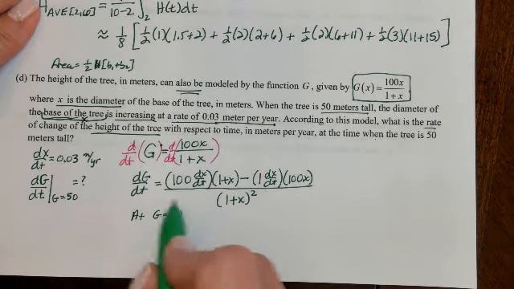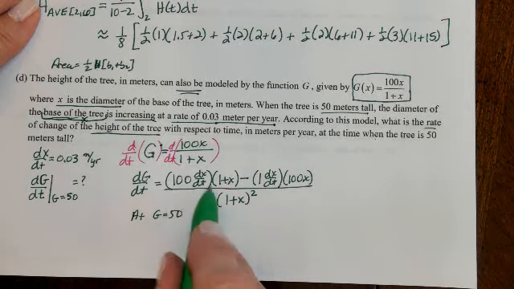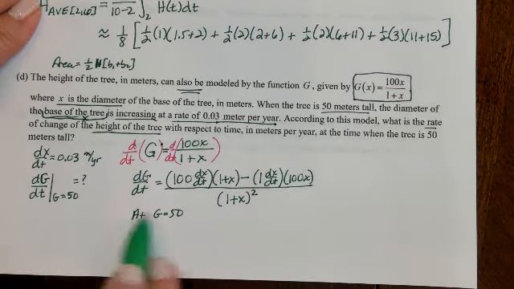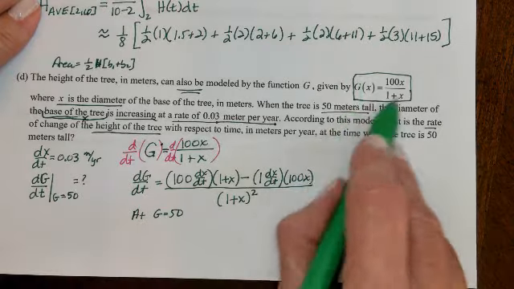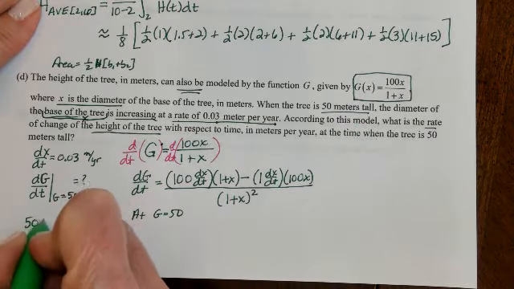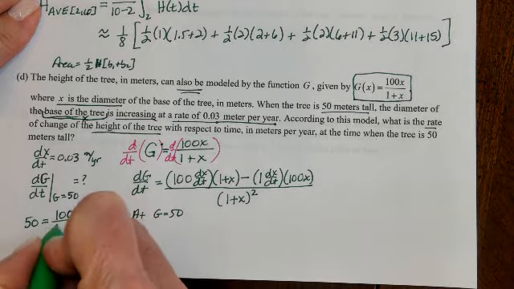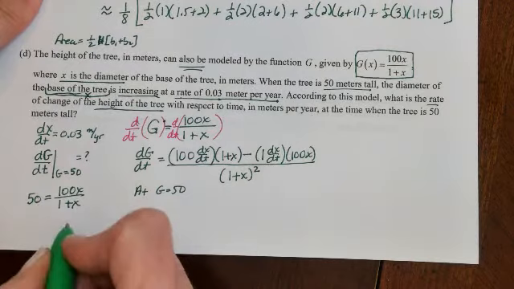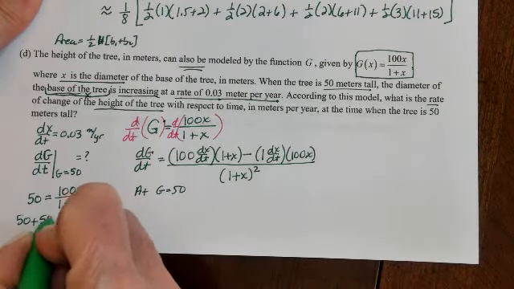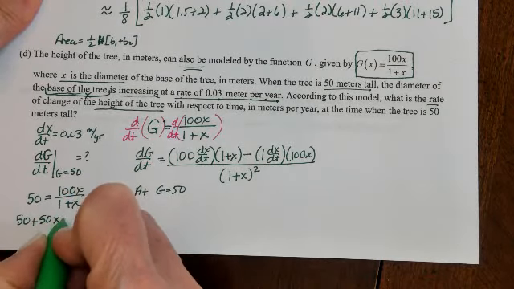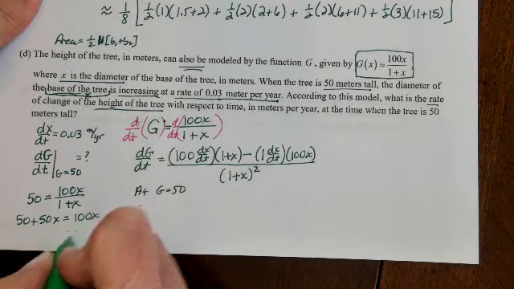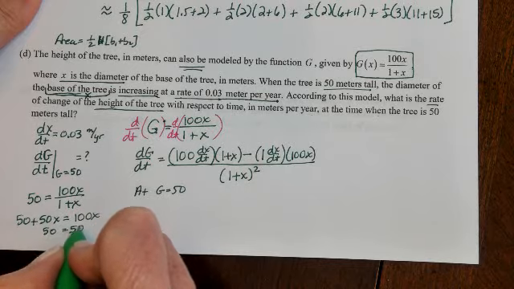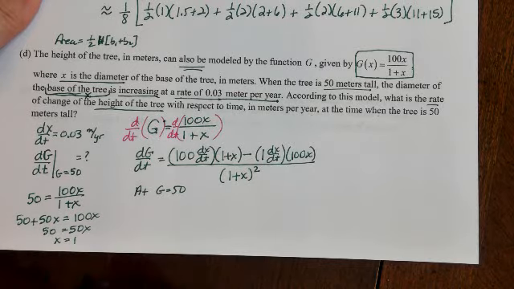I need to evaluate this when g is 50. Well, there are no g's, but there are some x's, right? So I need to come off to the side and find out what x is when g is 50. I'm going to take my g equation, put in 50 for g, and solve that for x. So I have 50 plus 50x is equal to 100x when I multiply both sides by 1 plus x. Subtract 50x from both sides, and we find out that x is 1.